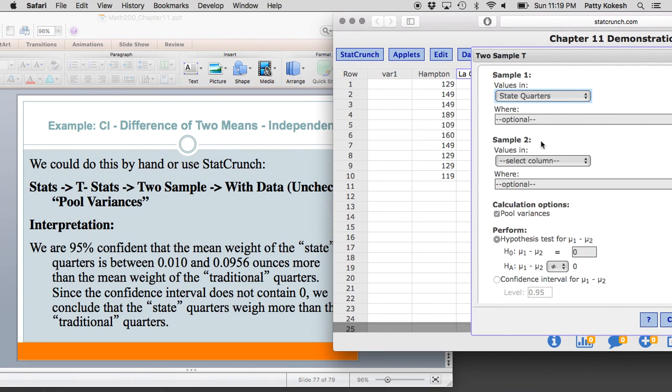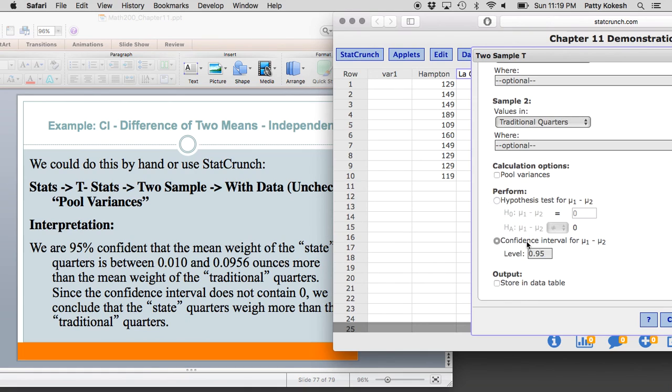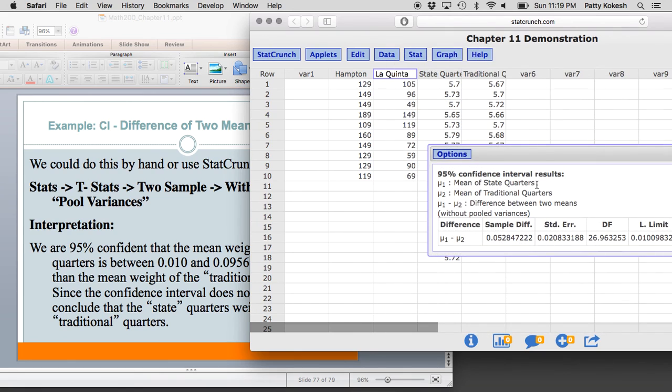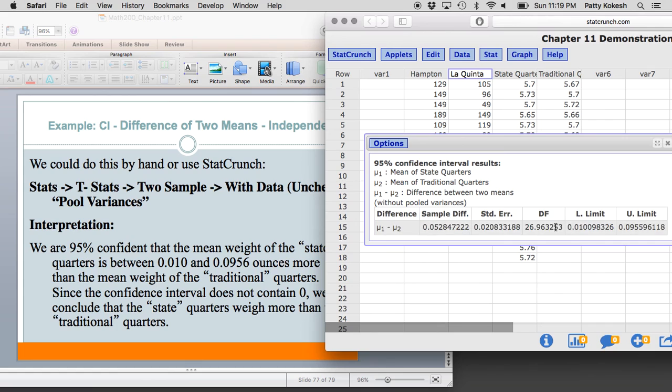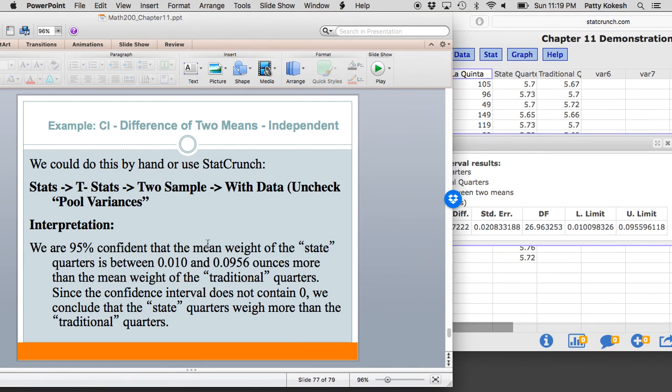My first values are the state quarters. My second values are the traditional. I want to uncheck the pool variances box. And this time I want a confidence interval, 95%. And I do compute. And if I go over here, it gives me a bunch of information. I care most about the lower and the upper limits. So I can say that we are 95% confident that the average weight of the state quarters is between 0.010 and 0.0956 ounces more than the average weight of the traditional quarters.